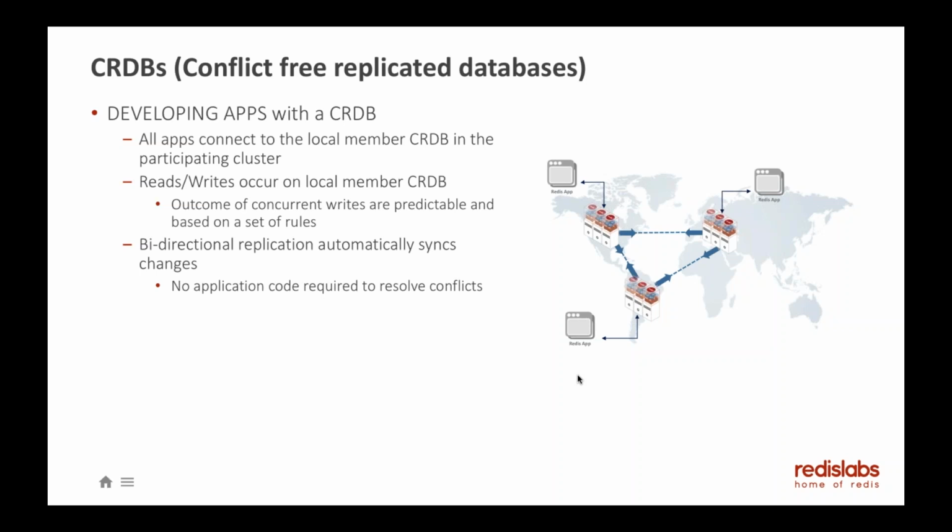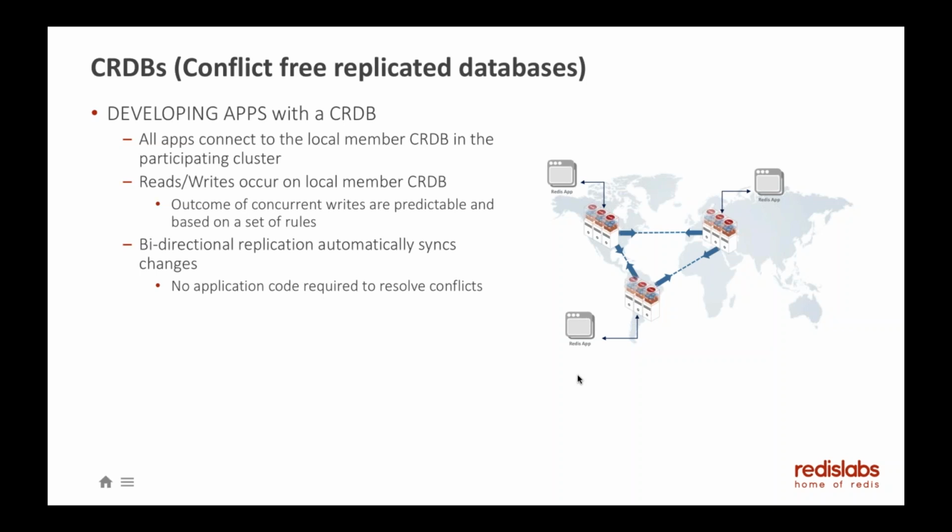All of the data set is available in all of the member CRDBs. So if you've got 1,000 or 1,000,000 keys, that's what each one of the participants will have. And all of that data is available for read and write on all of the geography. So this is what the active-active capability means.